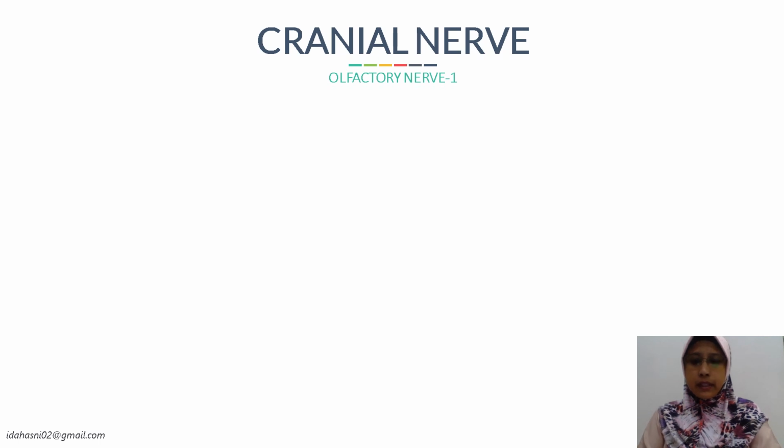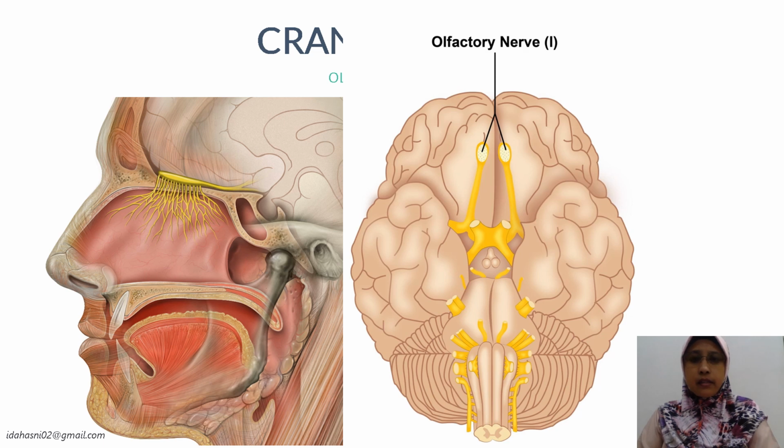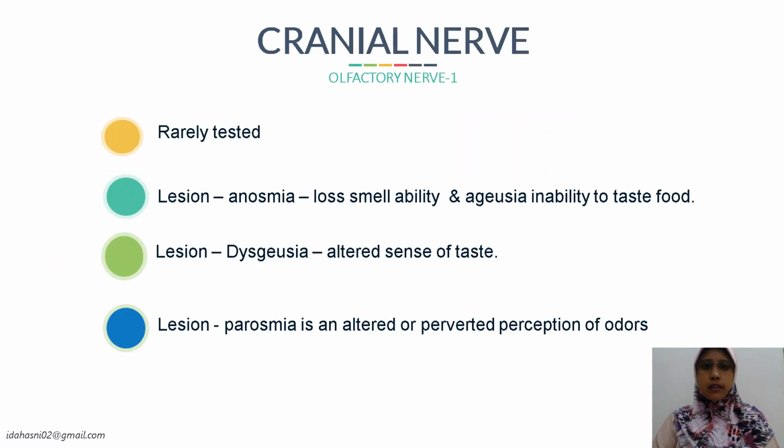Let's start with cranial nerve 1, visceral afferents, which is for special sense of smell. These are the locations of olfactory nerve. The olfactory nerve or cranial nerve 1 is rarely tested because of the deleterious effects of smoking and sinus disease on the sense of smell in the general population.